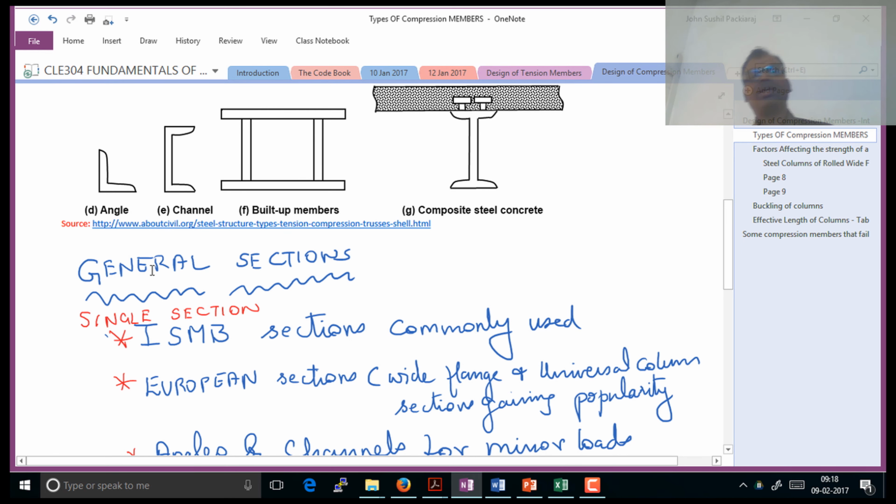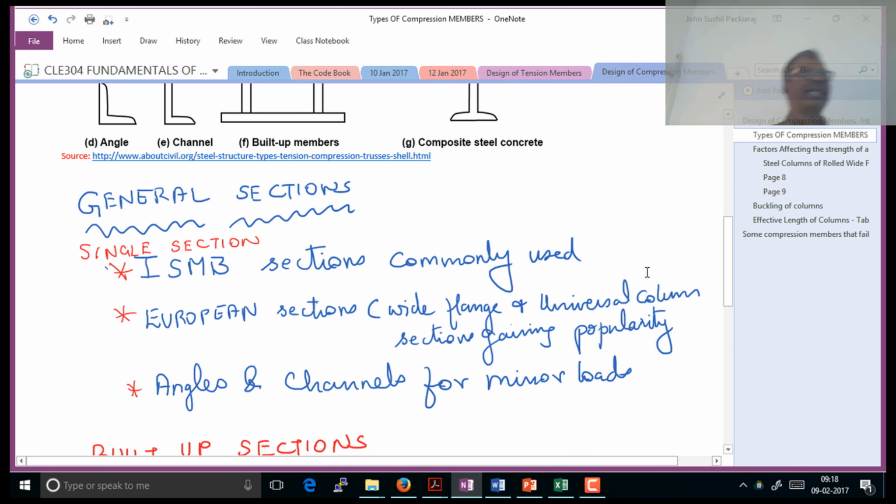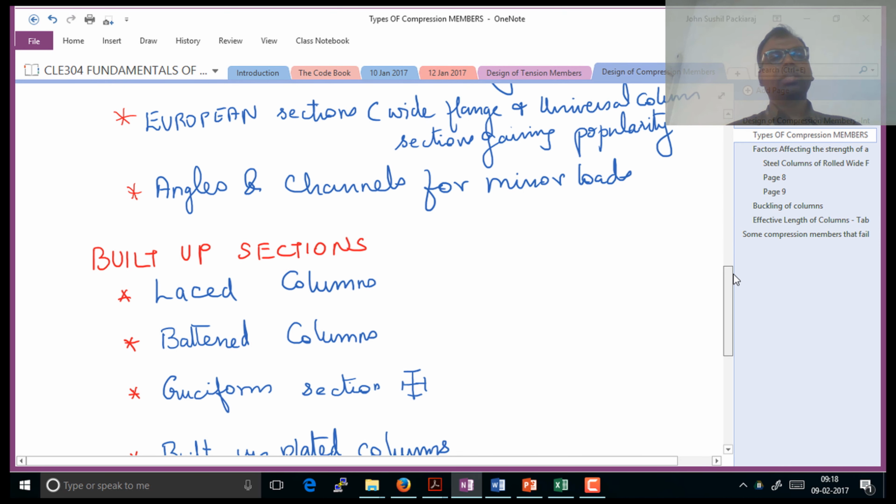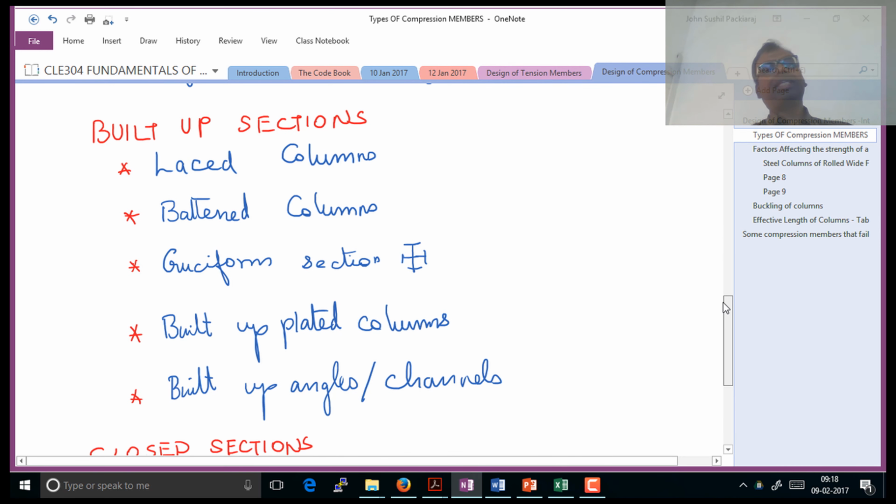Then for minor loads you can even use simple angle and channel. For example, if you're going to have it in a truss, you may be able to design it with an angle or a channel. It doesn't mean that you have to only go for the I sections. You can go for angles and channels when the load which is going to be applied is very less. Then we've got the built-up sections. What are built-up sections? They are sections which are made up from smaller elements.